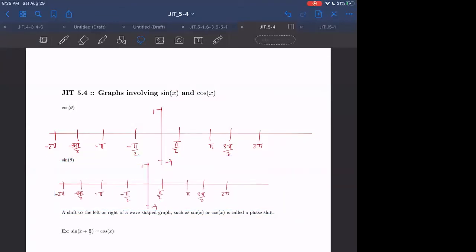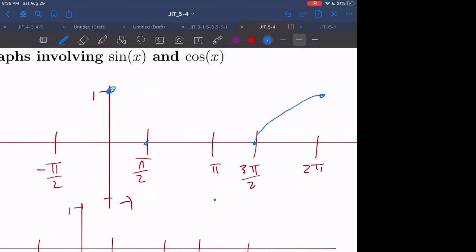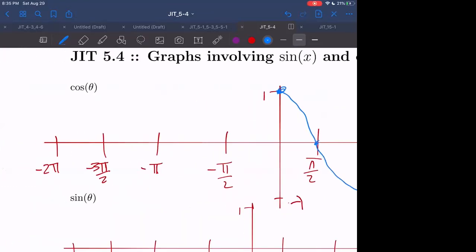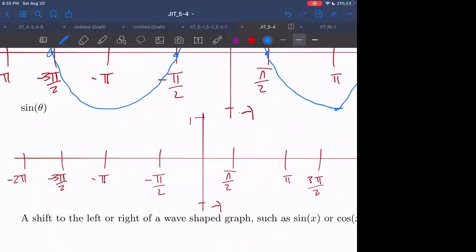All right, so our cosine, it's got this shape, whereas our sine has this shape.